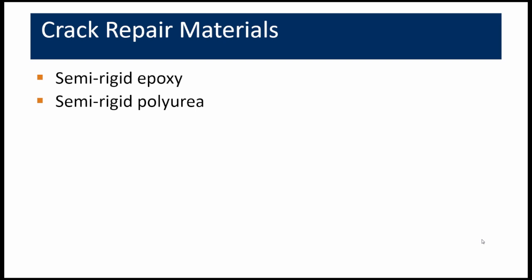We want it to be strong enough to provide the confinement we're trying to achieve. We also have to recognize that there's going to be a little bit of movement at that crack, and if we put a perfectly rigid material in there, it's probably not going to be able to accommodate that movement, and it's going to deteriorate. And so we use the semi-rigid materials, and these materials are typically either an epoxy or a polyurea. I'm not a chemist, but these are some sort of fancy polymers, typically a two-part material.